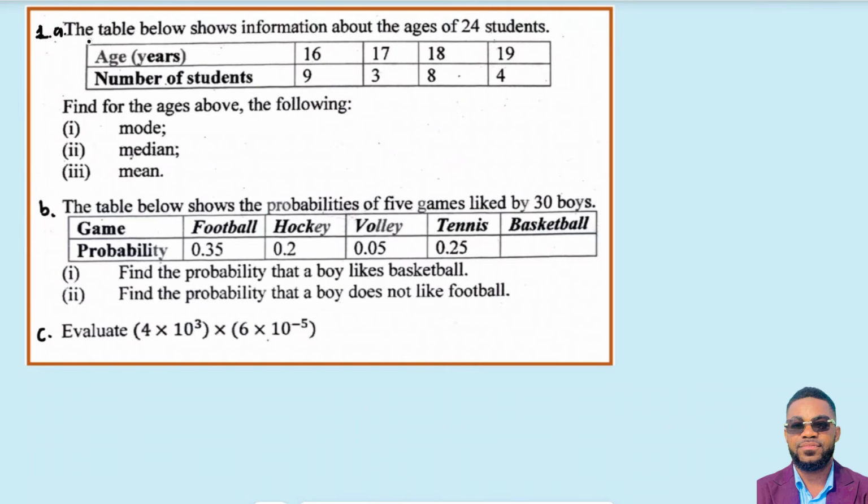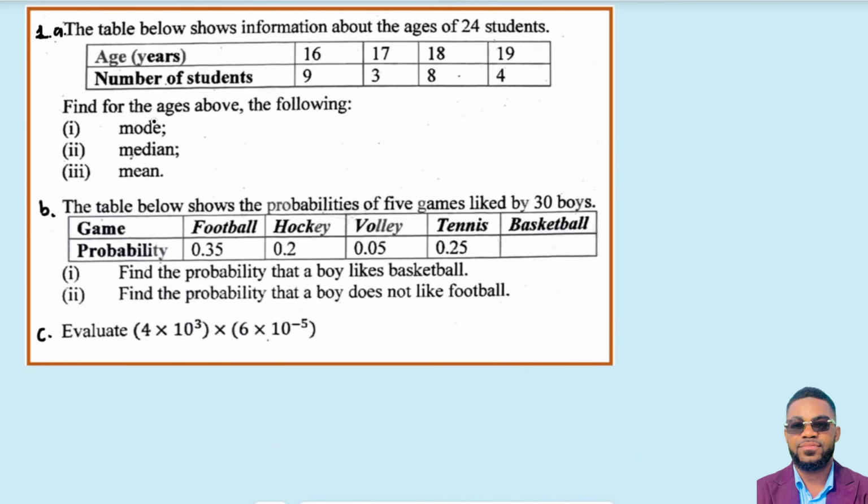Now this is the first question. That's question 1A. The table below shows information about the ages of 24 students. These are the ages in years and the number of students. So 16 years, they are 9, 17, they are 3, 18, and 19. Now these are the questions that we have to answer.